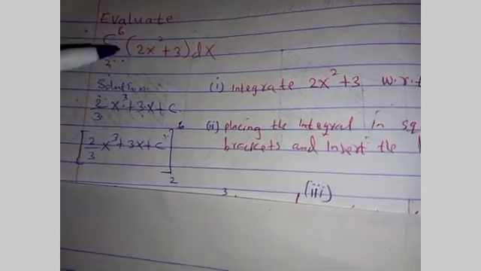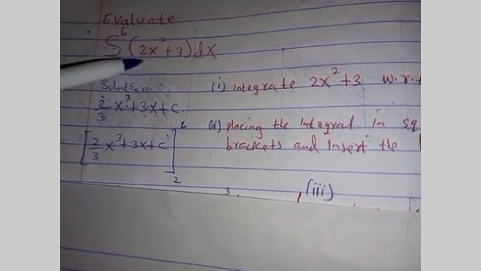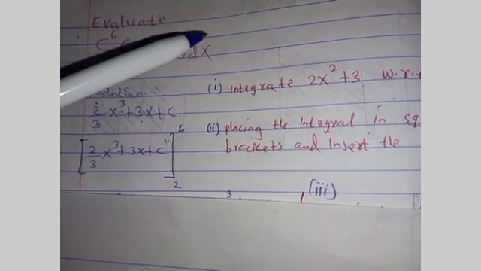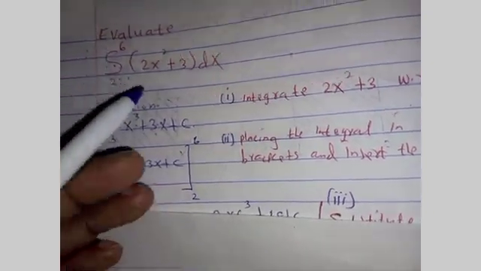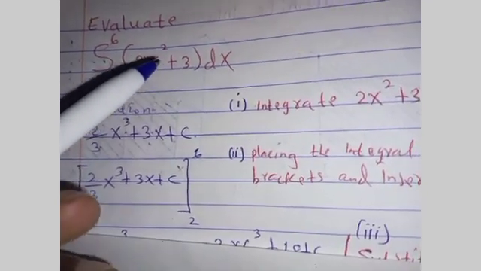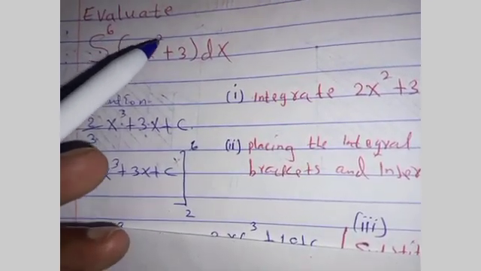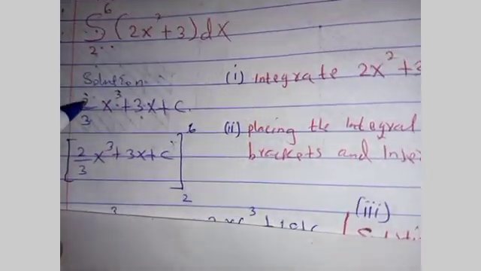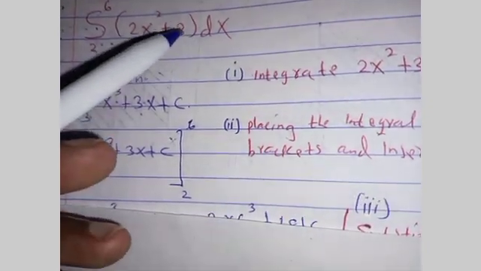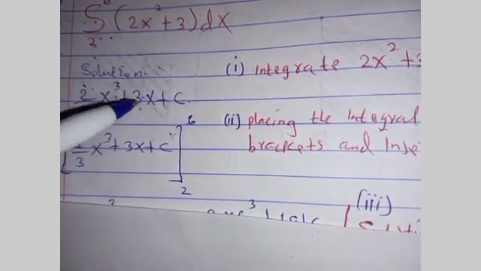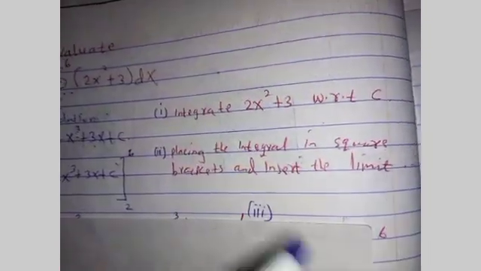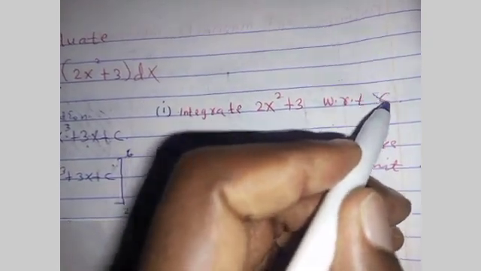So you have this example here. We have to evaluate this from 2 to 6, the bracket 2x squared plus 3 with respect to dx. To do that, first of all, integrate. How do we integrate? We integrate by adding 1 to the index. So here we are going to have 2 plus 1, which is equal to 3, and we divide. That is why here we have 2 over 3 x cubed. Here it is x to the power 0 plus 1, which is simply 3x plus c. So we integrate that with respect to x. That is the first step.